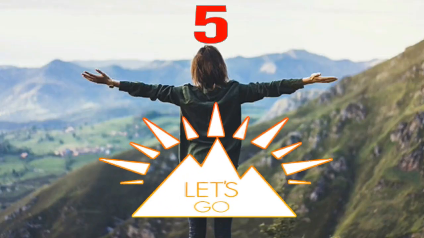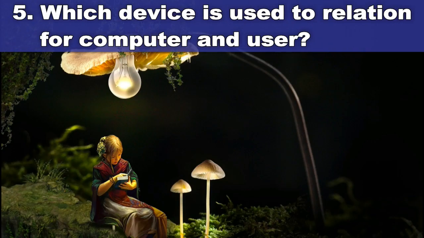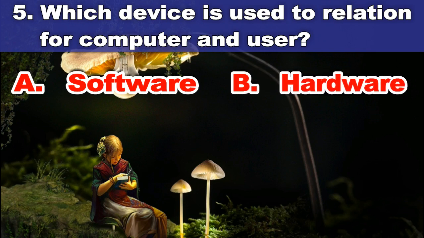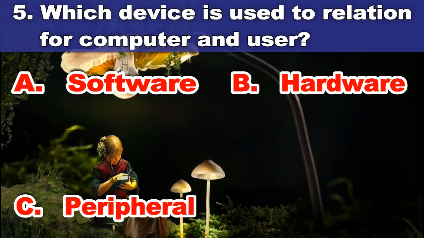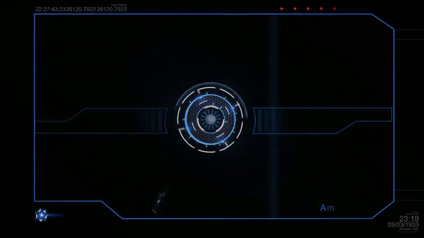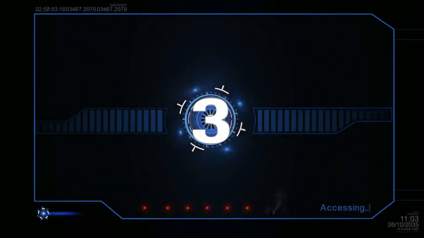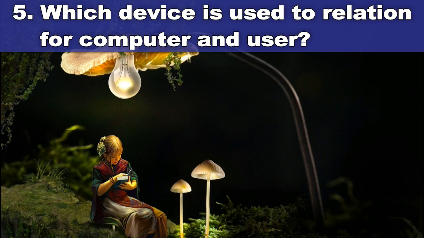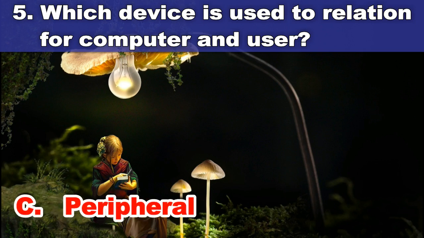Fifth question. Which device is used to relation for computer and user? A. Software, B. Hardware, C. Peripheral, D. Memory. And the answer is peripheral.